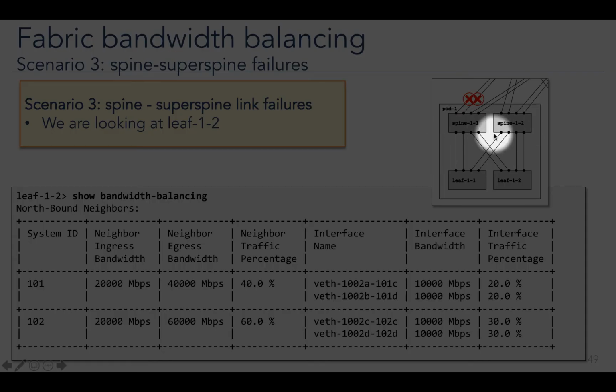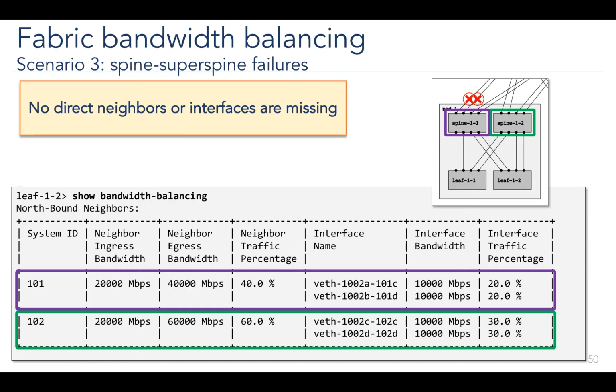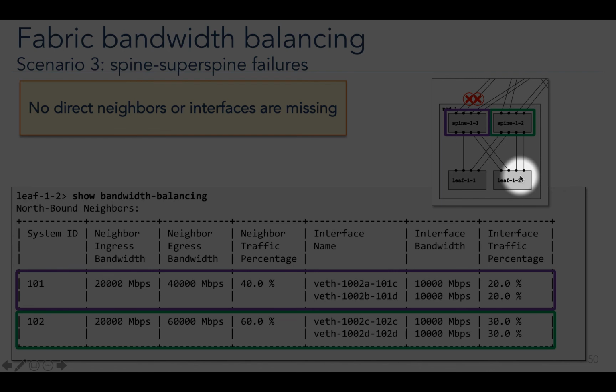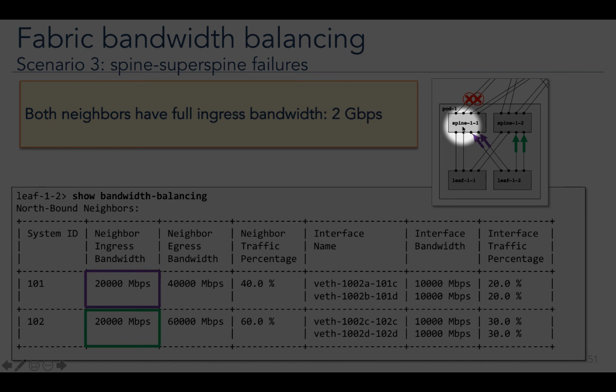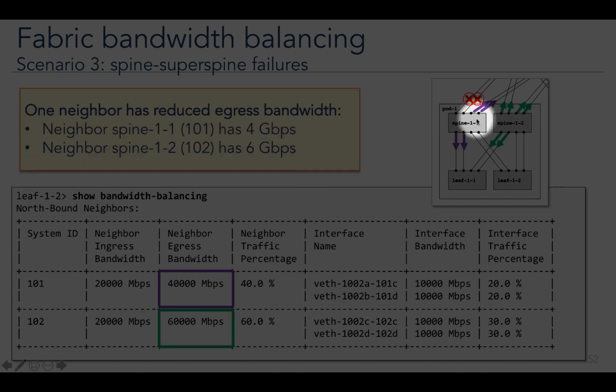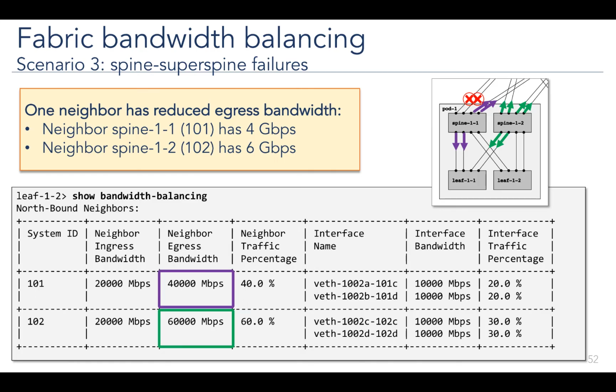Now let's look at a more interesting downstream failure scenario. In this example, spine11 has 2 failed uplinks towards the superspines. Leaf11 still has 2 neighbors, namely spine11 and spine12. Both spine11 and spine12 still have the full 20 gigabits per second of ingress bandwidth. However, spine11 has a reduced egress bandwidth of 40 gigabits because 2 of the uplinks have failed, whereas spine12 still has the full 60 gigabits per second egress bandwidth.